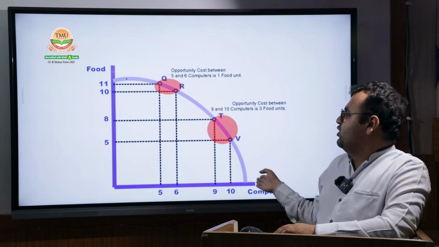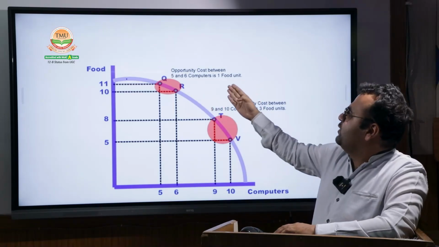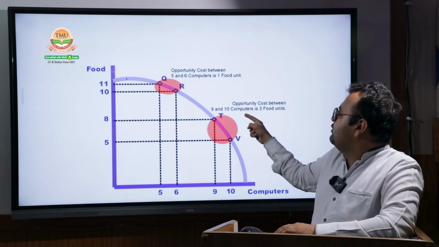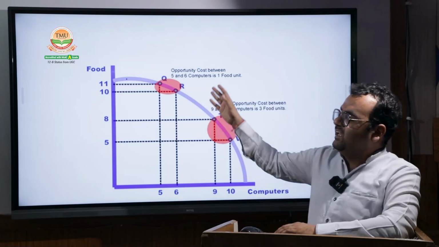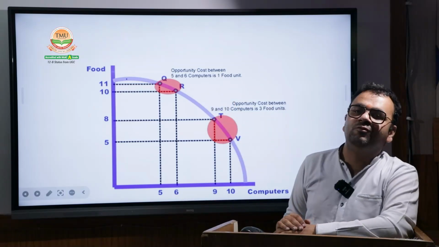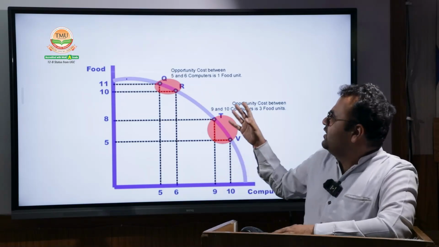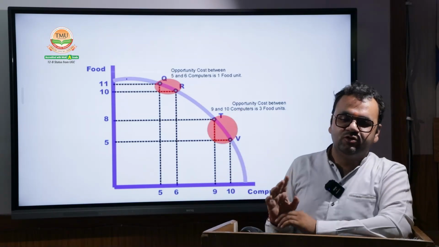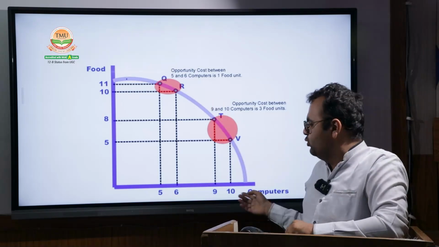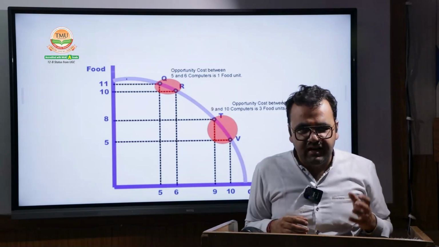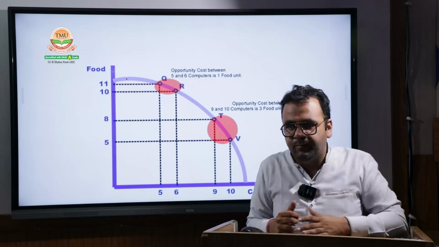Food and computers. Opportunity cost between 5 and 6 computers in one food. Opportunity cost between 9 and 10 computers in 3 food. Here we have seen the relationship between food and computers. We can say any other relationship, but the relationship takes place with the help of opportunity cost. For example, the combination between food and computers. Let us take an example related to our daily life.